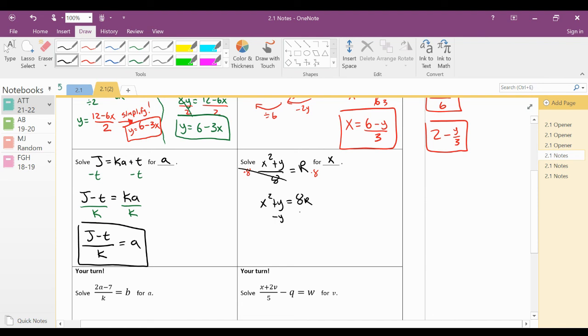Then I can subtract y. And I get x squared equals 8r minus y. Nothing I can do with that. And then becomes this idea of undoing the squaring. We're taking the square root.